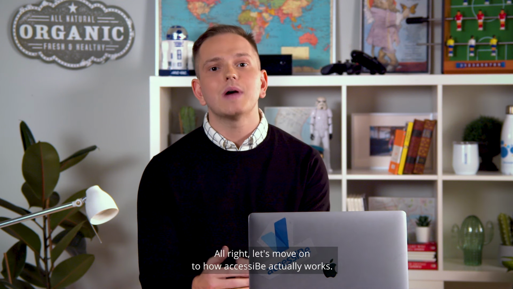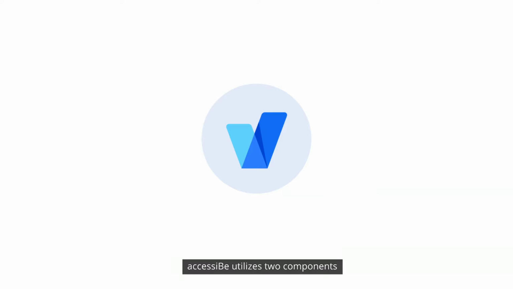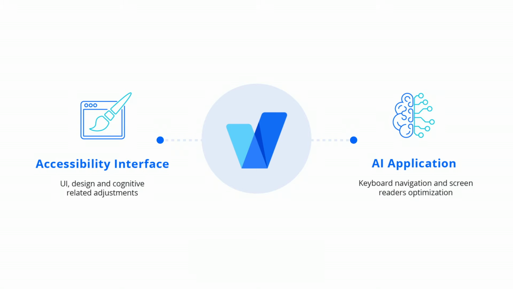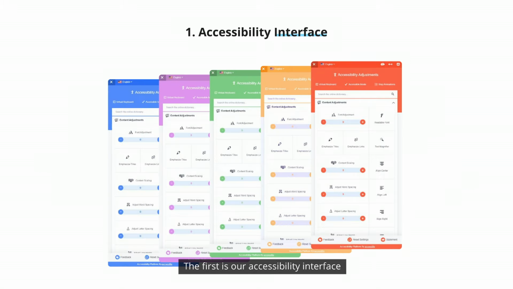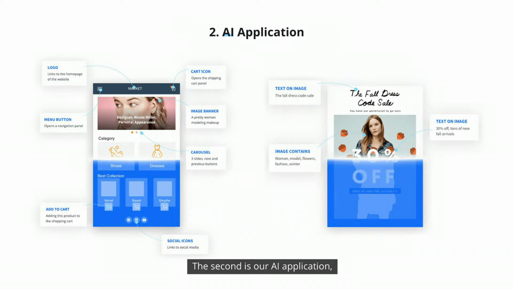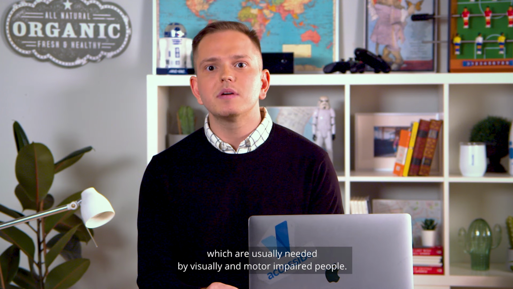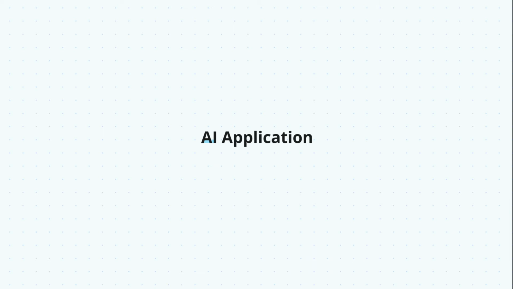Alright, let's move on to how accessiBe actually works. accessiBe utilizes two components that work simultaneously to achieve compliance. The first is our accessibility interface, which addresses about 30% of the WCAG requirements that are related mostly to adjusting the UI and the design of the website. The second is our AI application, which is responsible for handling the other 70% that usually require manual work, including screen reader adjustments and keyboard navigation adjustments, which are usually needed by visually and motor impaired people.